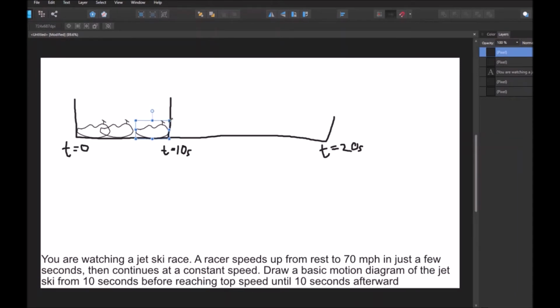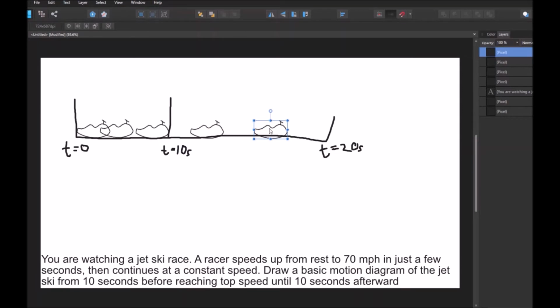It reaches top speed. So it will be going at a constant speed from now until 20 seconds, meaning that each additional jet ski should be at equally spaced time intervals to represent a constant speed if you're taking, let's say, a picture of the jet ski at equal time intervals. So I can do it like this, and I can say it's at top speed, so this next one needs to be at around an equal interval.